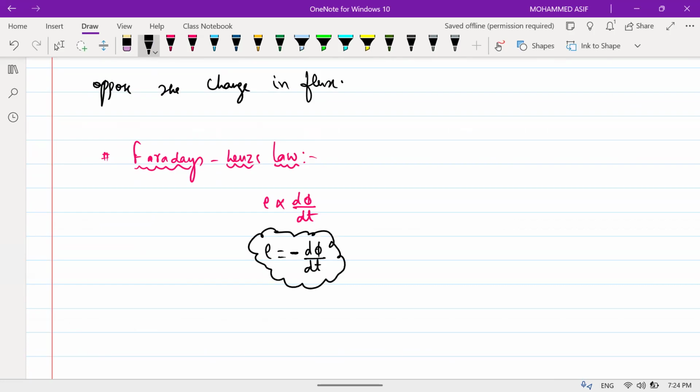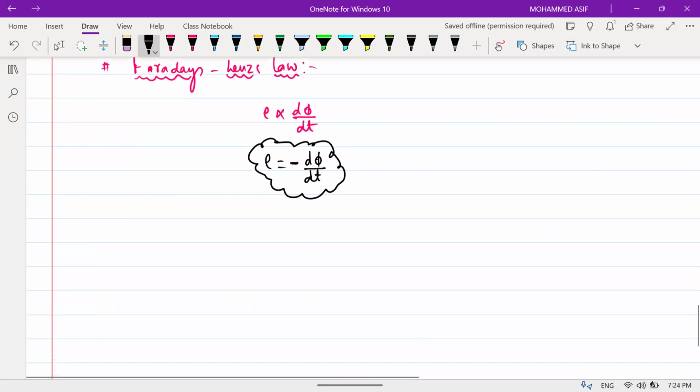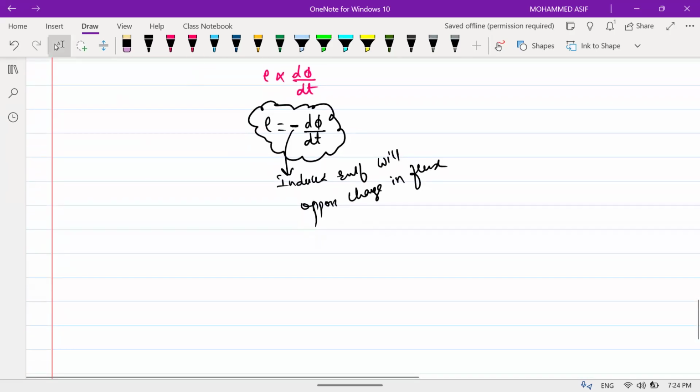The minus sign is given by Lenz's law. It shows the opposite direction of Faraday's law. That means this minus sign says the induced EMF will oppose the change in flux. If the change in flux is positive, the induced current will be in the negative direction, like that. Am I clear?